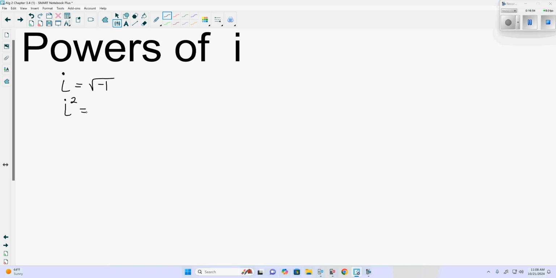Now i squared, what we're really saying is that we're taking the square root of negative 1 and squaring it. We're multiplying the square root of negative 1 by itself. Well, here this square root and square would cancel, telling me that i squared is negative 1. So i is our square root of negative 1, or just i. We multiply it by itself, we get negative 1, because i times i would give us negative 1.